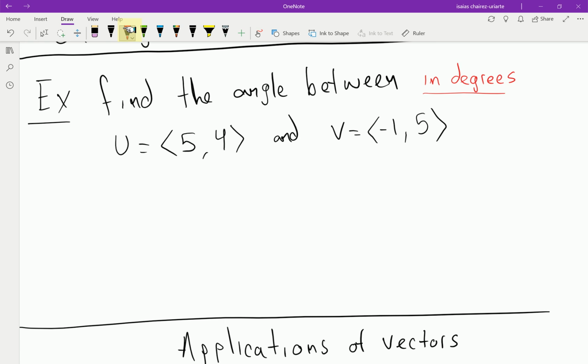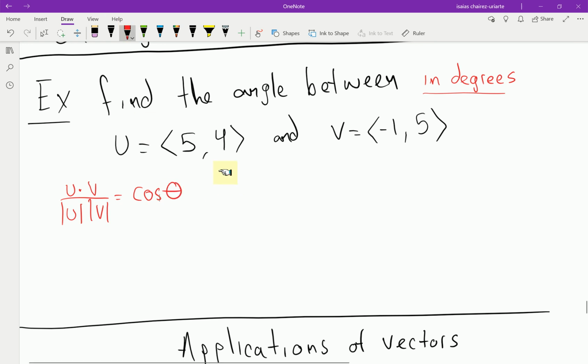Sorry, coffee break. Okay, so hopefully you've paused the video and tried this on your own. Let's find the angle between these two vectors. I am going to use this fact about the dot product, that U dot V divided by the magnitude of U times the magnitude of V is equal to cosine of theta. That's what I want to use in order to find the angle between my vectors. Theta is what I'm after.